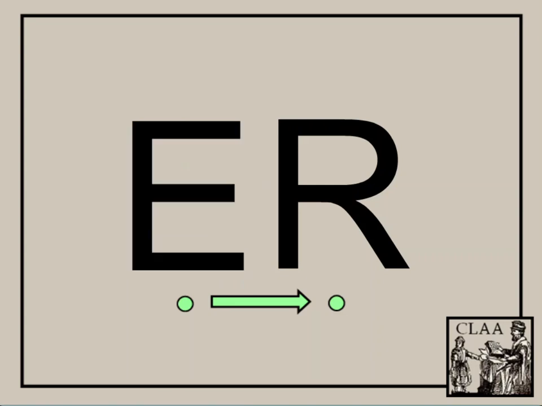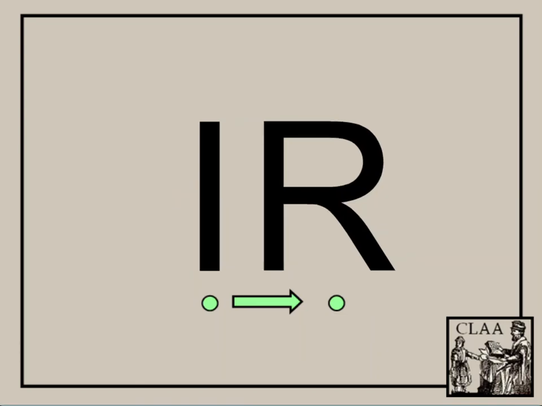Now let's begin with the vowel E and finish with the consonant R. Point to the green dot under the vowel E and read this syllable with me. Er, er, er. And now we'll begin with the vowel I and end with the consonant R. Point to the green dot under the vowel I and we'll begin. Ir, ir, ir.